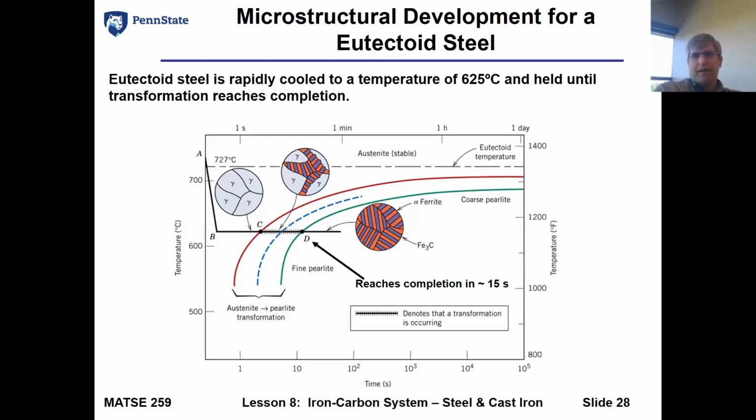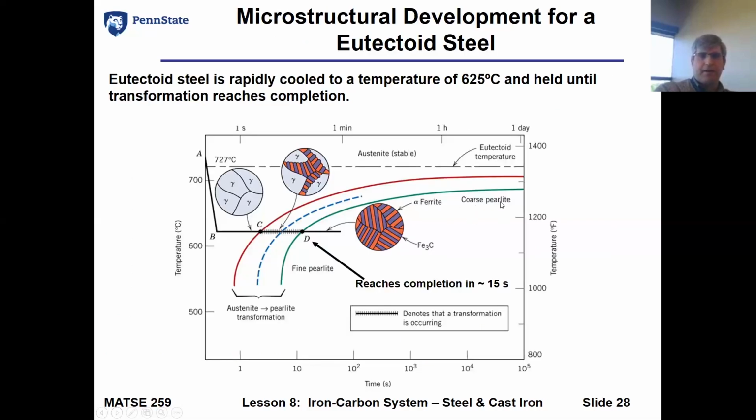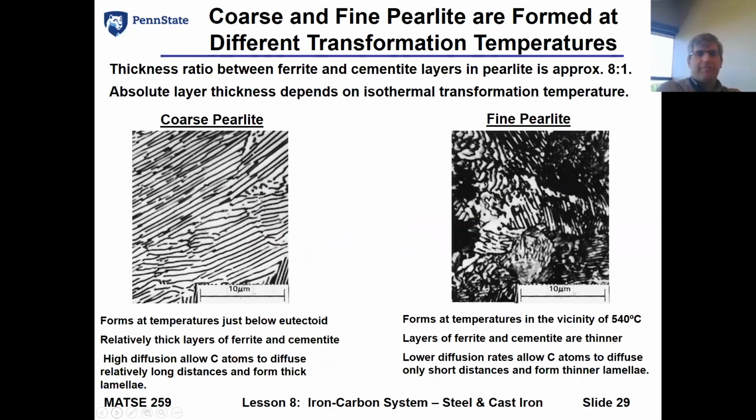Now, if we're going to have that much time and temperature, it goes to reason that the perlite is going to actually look different. And perlite at these higher temperatures is what we call coarse perlite. So we have coarse perlite at these high temperatures and long times, and fine perlite at these higher undercoolings or lower temperatures and shorter times. And so this coarse perlite and fine perlite is really a sort of a thickness ratio. We know that the perlite is a lamellar type structure. And so this thickness ratio between the ferrite, which is the light region, and the cementite, which are the dark bands here, is going to change.